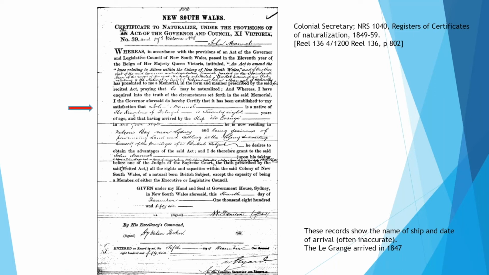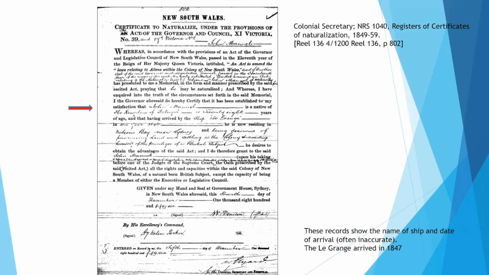And we've got an example of this in John Manuel's record. The record shows his name and that he's a native of the Kingdom of Portugal. He's 28 years old, and he states that he came out on the ship Lagrange in 1846. On checking the index to vessels arrived, the Lagrange did not arrive in 1846. It actually arrived in 1847. Now, that's just a little minor difference, which wouldn't be too hard to sort out, but it is something to keep in mind that if you do go to look for a ship that's named on a naturalisation certificate and your person's not on it, it could be that wasn't the correct information in the beginning.